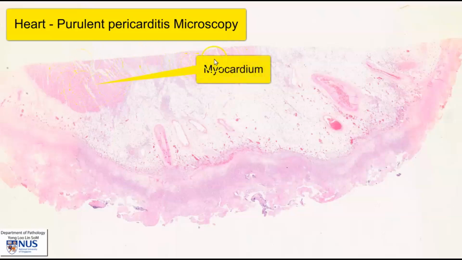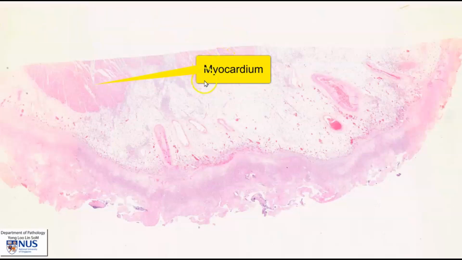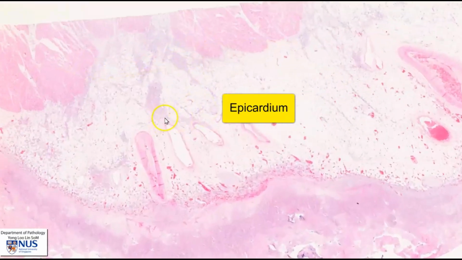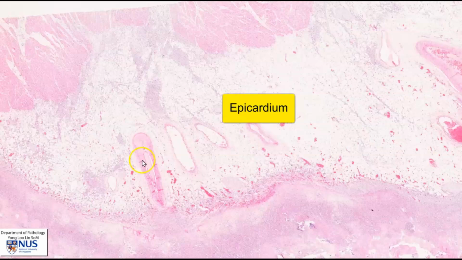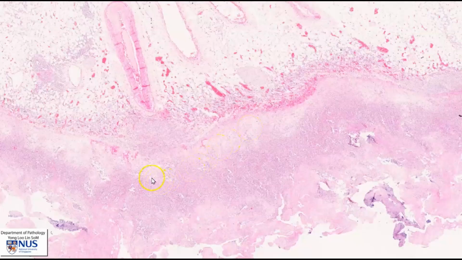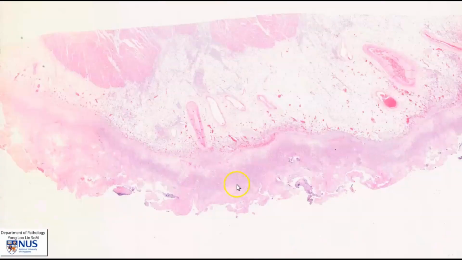Here is the deep aspect of the myocardium, and this whole area here is the epicardium, which is composed mostly of fat, adipose tissue, and blood vessels. And here is the surface of the epicardium or the visceral pericardium, where we can see a very thick layer of acute inflammatory exudates. Let's have a very quick recap of normal histology.